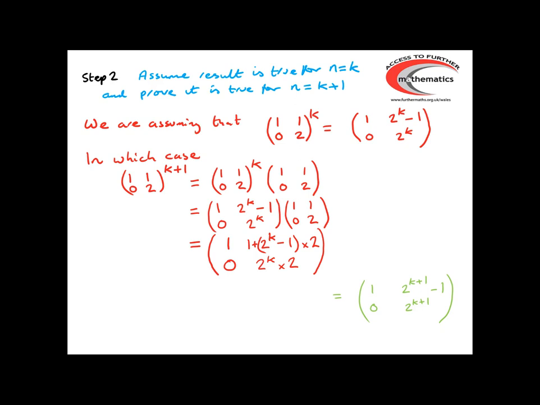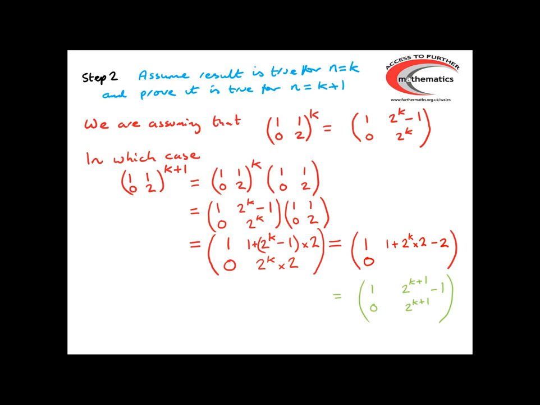Now we need to do a little bit of simplification of this. Top left hand corner, clearly we've just got 1. The top right hand corner of the matrix, we have got 1 plus 2 to the k times 2, take away 2. Bottom left hand corner, we've clearly got 0. The bottom right hand corner, we've got 2 to the k times 2.